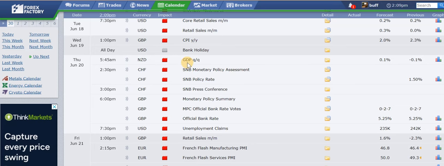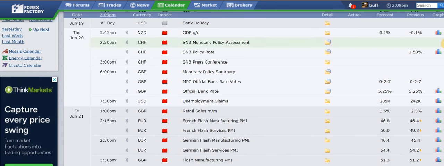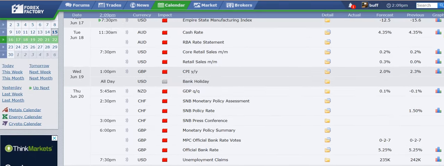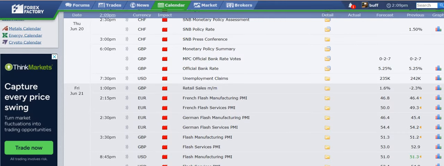All right, New Zealand GDP on Thursday. Then we've got more interest rate news. Switzerland on Thursday. So Swiss interest rate news. So be careful of trading the Swiss pairs. Followed by UK interest rate news. Now, I don't think they're expecting a change either. 5.2%? No. So that's a big number also. Big market mover, potential market mover. Swiss, UK, Aussie interest rates this week.